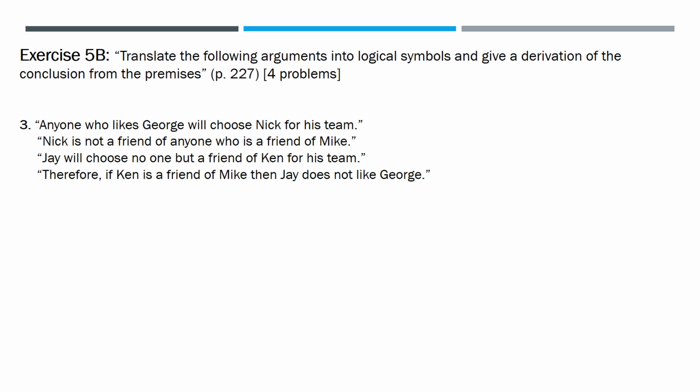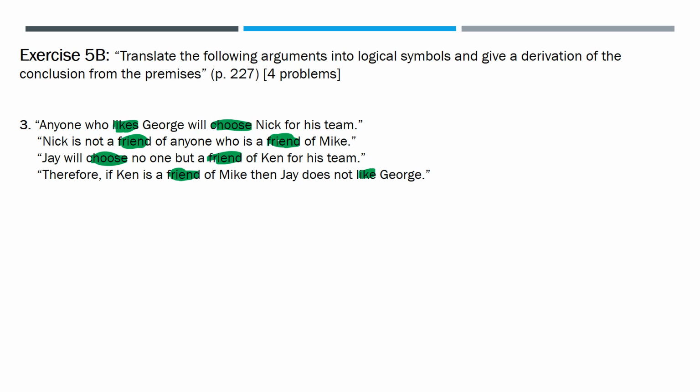Argument number 3. Anyone who likes George will choose Nick for his team. Nick is not a friend of anyone who is a friend of Mike. Jay will choose no one but a friend of Ken for his team. Therefore, if Ken is a friend of Mike, then Jay does not like George. There's a lot of relational predicates. Actually, all the predicates are relational.